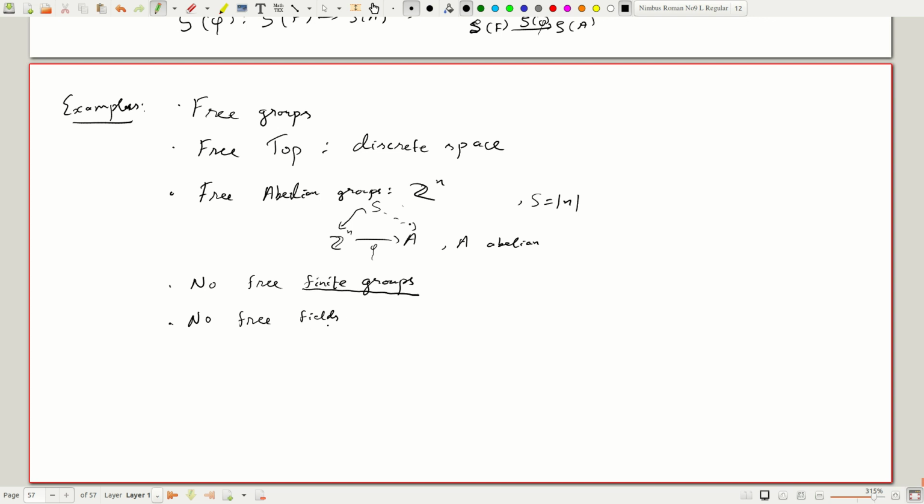In fact, fields are bad in many respects. We also don't have products of fields. I mean, we certainly can define products of fields, but they're rings, they're not fields. Okay, so this was just a digression, an overview on what free objects are in general.